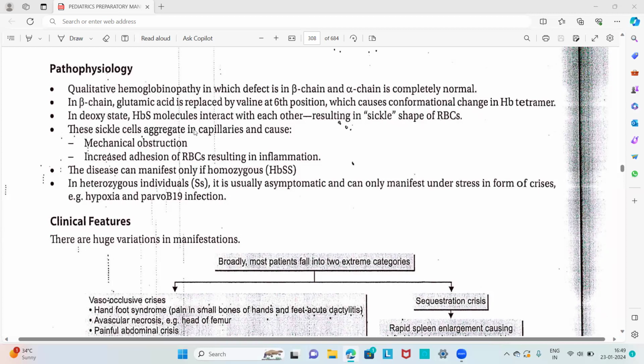These sickle cells aggregate in capillaries and cause mechanical obstruction to the flow of blood in the capillaries, and also cause increased adhesion of the RBCs, resulting in inflammation. So that is regarding the pathophysiology. Because of the sickling, there is mechanical obstruction of the capillary, and it causes increased adhesion of the RBCs, resulting in inflammation.